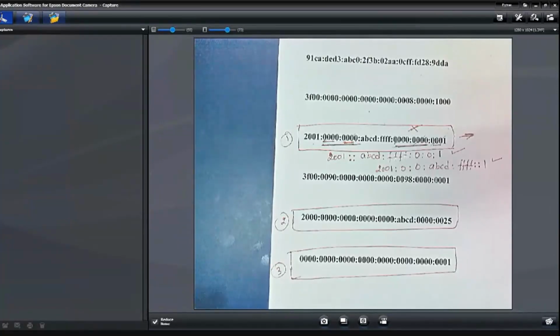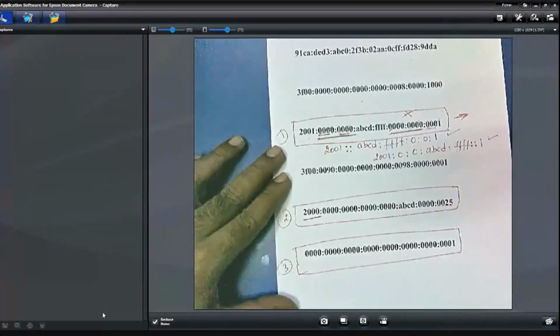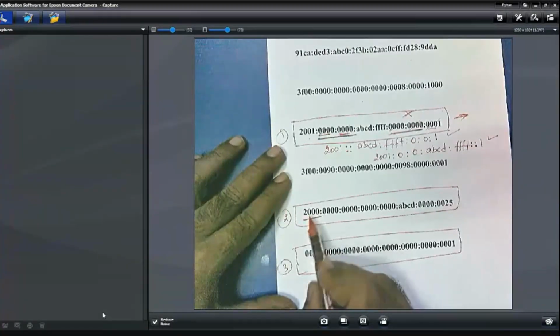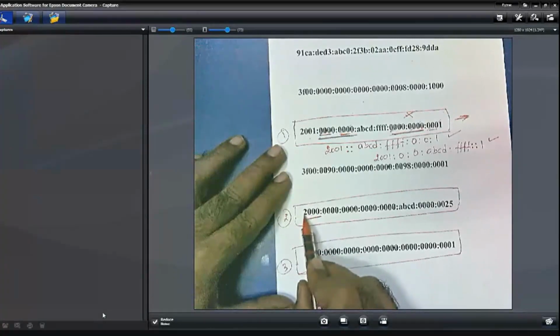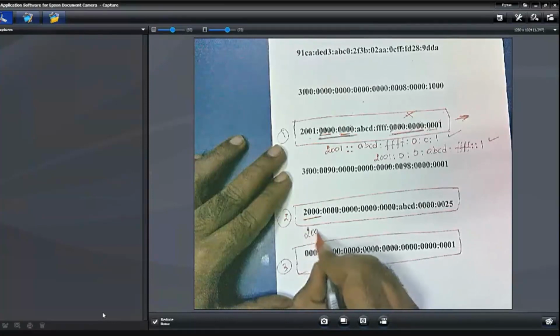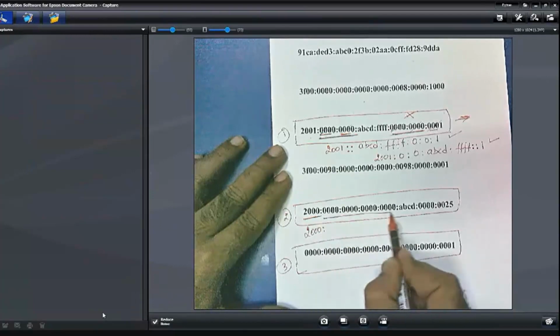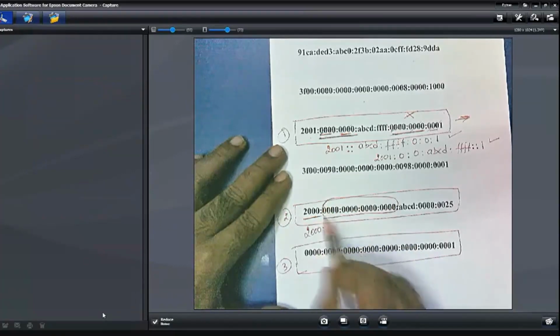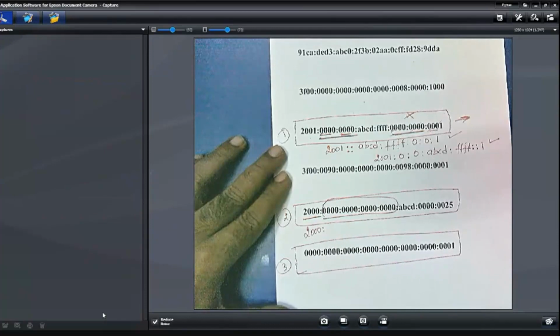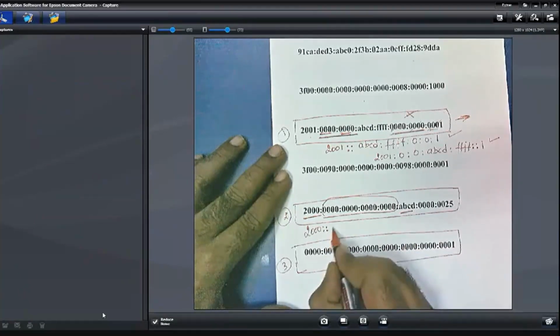Now let me do it. A small misunderstanding only. See, 2000, you cannot do anything. You cannot remove these zeros because in this block only the leading zeros, the zeros available in the front, can be removed. So 2000 I'm taking, I cannot remove anything. This is a continuous zero block, so I remove it and put double colon here. Then A, B, C, D, I cannot do anything.